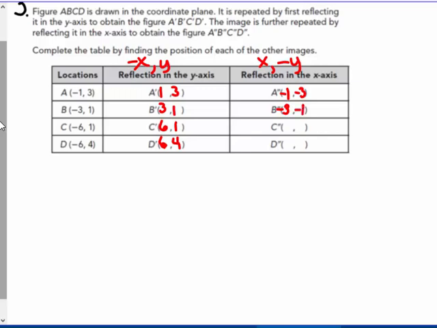The negative 6... the image is further repeated by reflecting it in the x-axis. Oh, so we're starting from this. Go back here. So the x from here remains the same, and we do the opposite of our y, negative 3. The x remains 3, and the y becomes negative 1. The 6 remains the same, and the 1 becomes negative 1. The 6 remains the same, and the 4 becomes negative 4. So we're not going back to the original like I had started there. We're starting from A prime, B prime, C prime, D prime, and then reflecting it over the x-axis. So be careful on that one. Make sure you corrected that.